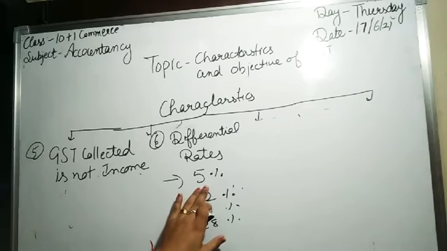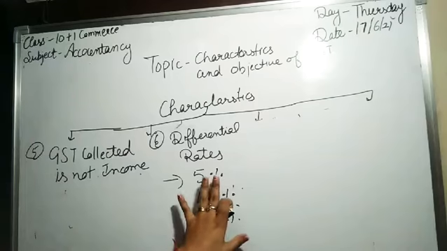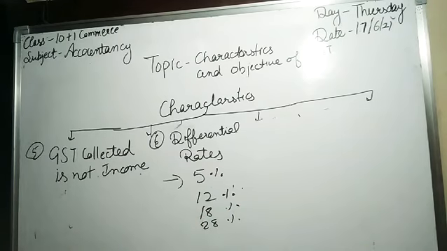If there is one good on which 5% is applied, then to all similar goods 5% GST is applied, and respectively in other cases. So these are the characteristics of GST. First is indirect tax, second is value added tax, third is GST paid is not cost, uniformity in tax rate, fourth GST collected is not income, and differential rates.